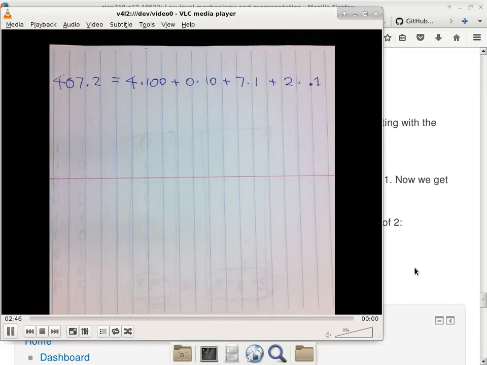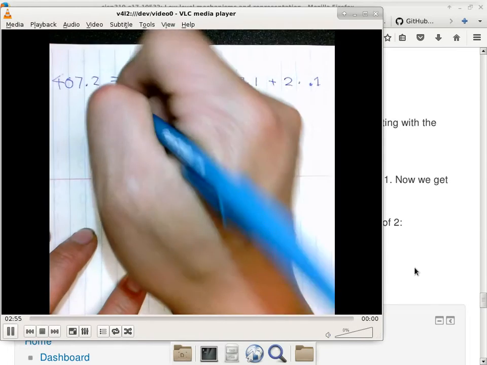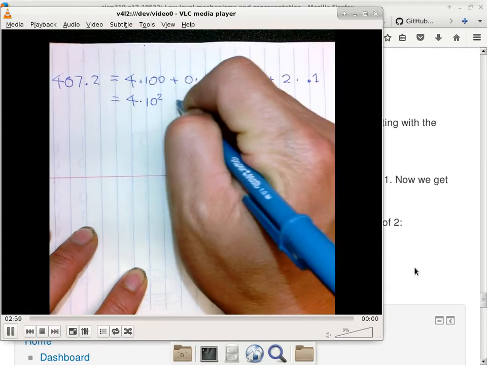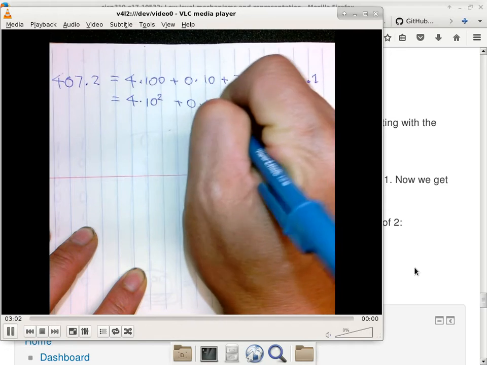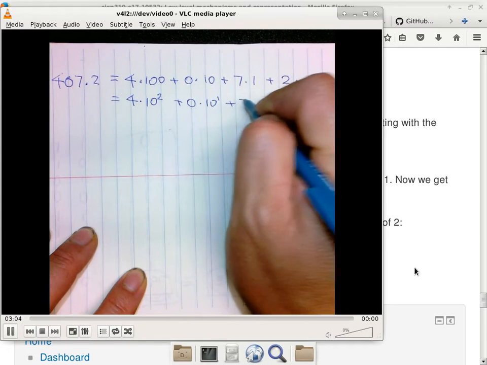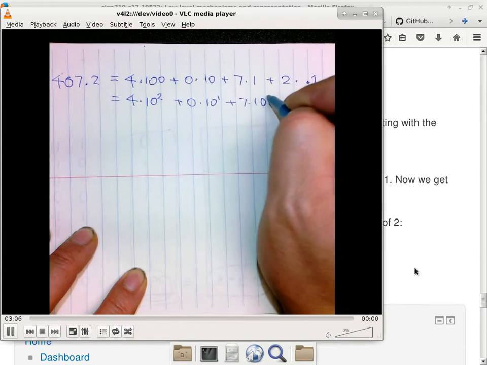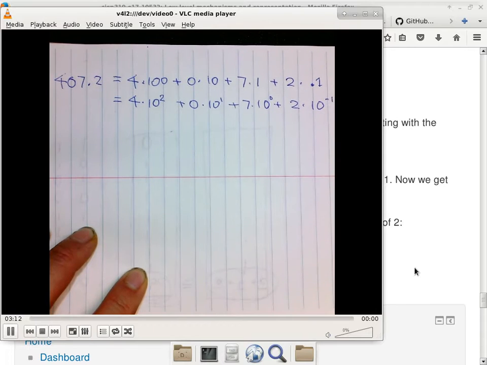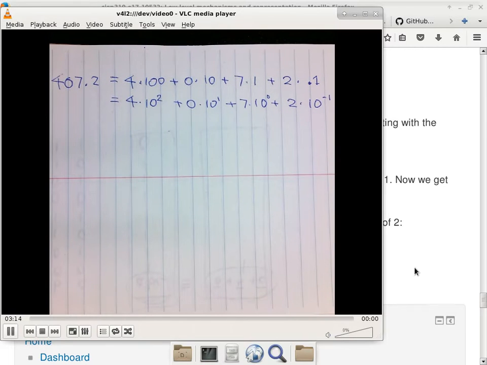Is that making any sense? Yeah, but this doesn't belong in college. Then I'll go to the next step and say, hey, 100 is 10 to the power of 2, 10 is 10 to the power of 1, 1 is 10 to the power of 0, and 0.1 is 10 to the power of -1. How about that? So do you see any pattern here?